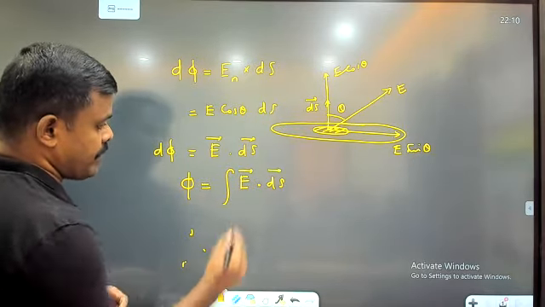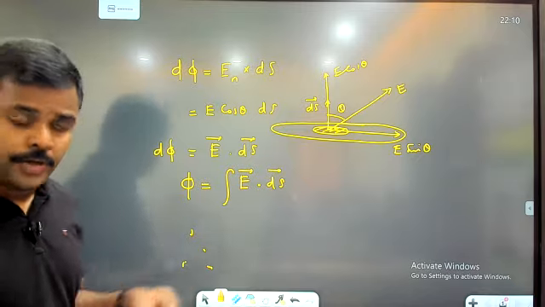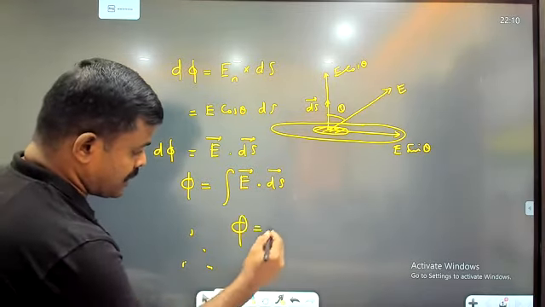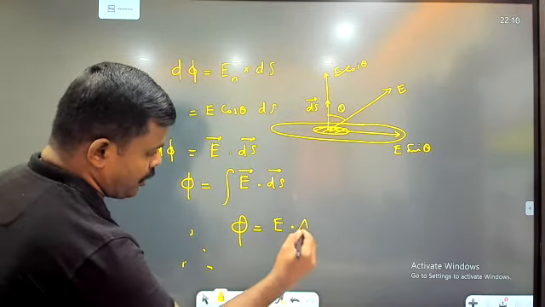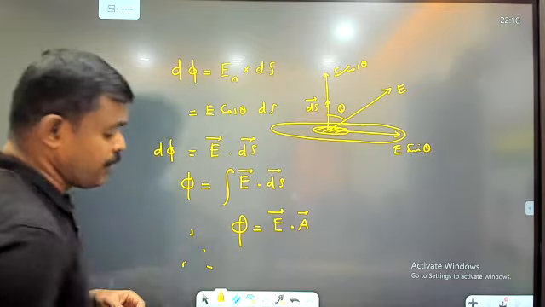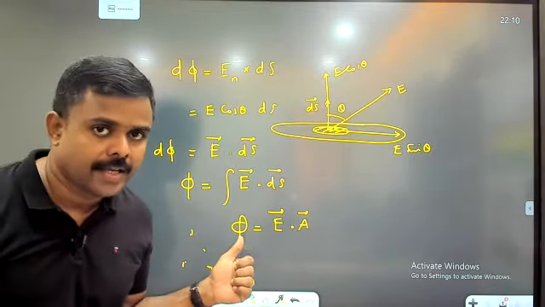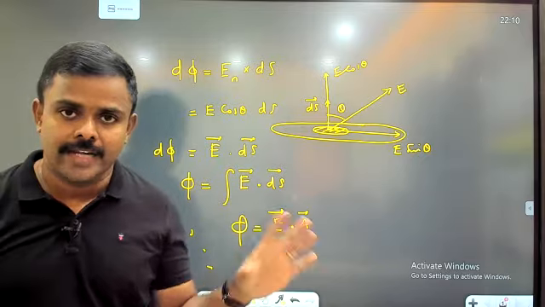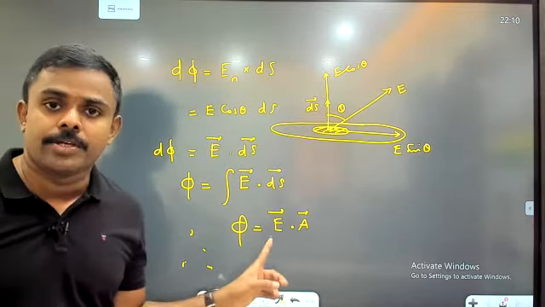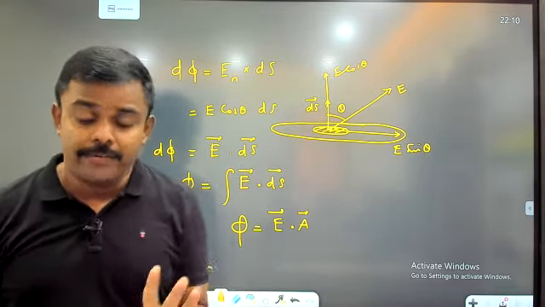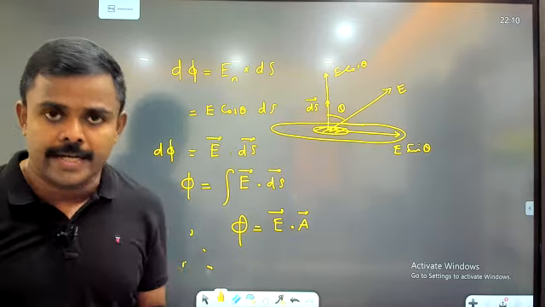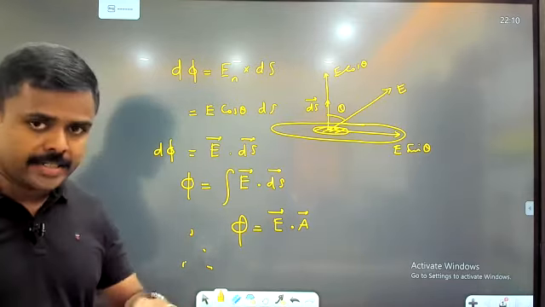So this is the first equation we have. For numericals, we can directly use this equation: phi is equal to E dot A. You won't have to use integrals. You won't be having numericals with integrable functions. Understood? Electric field will be a constant, so don't worry about it. E dot area can be used for solving numericals. I'll do the numerical now. So that is flux.